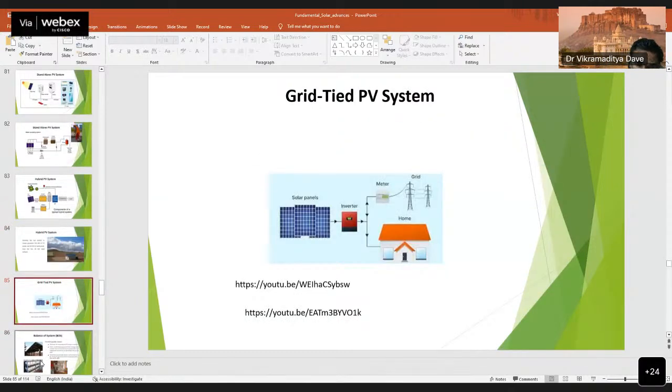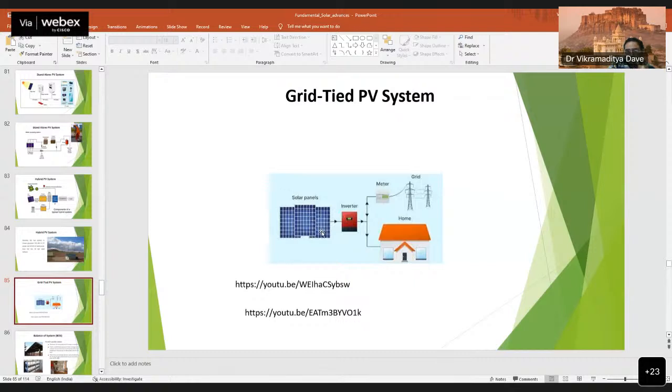And the third and the last one, which is more important, is the grid connected solar pump system. And I have also uploaded my two YouTube videos. I have given these two YouTube videos in the chat box also. Okay, and this is the grid connected system.